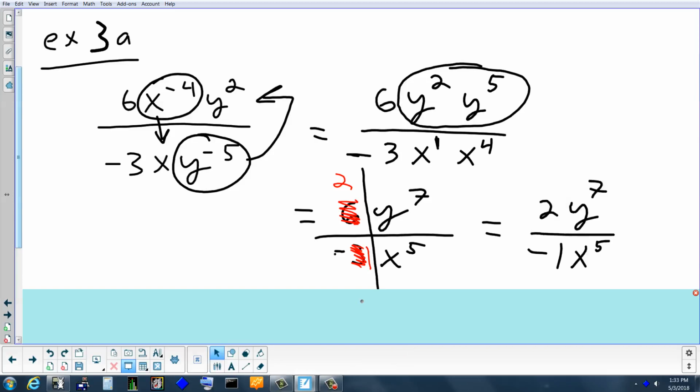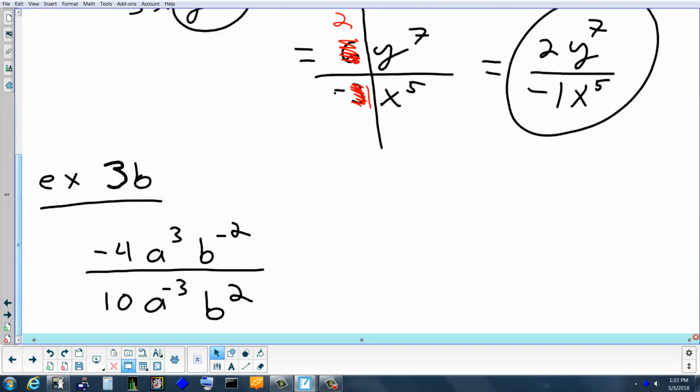Do you have to put the 1 in front of the x? No, but if you want to, you can. Okay? So that's a harder one. That's about as hard as we get because now you got to move on and simplify. Let's try, we have 2 more.